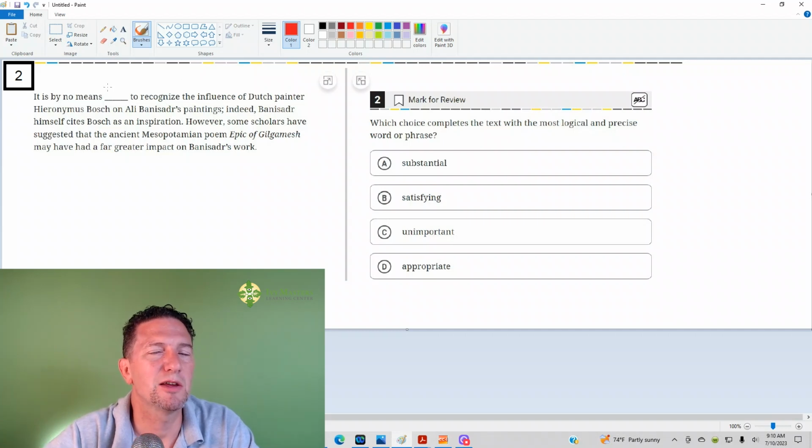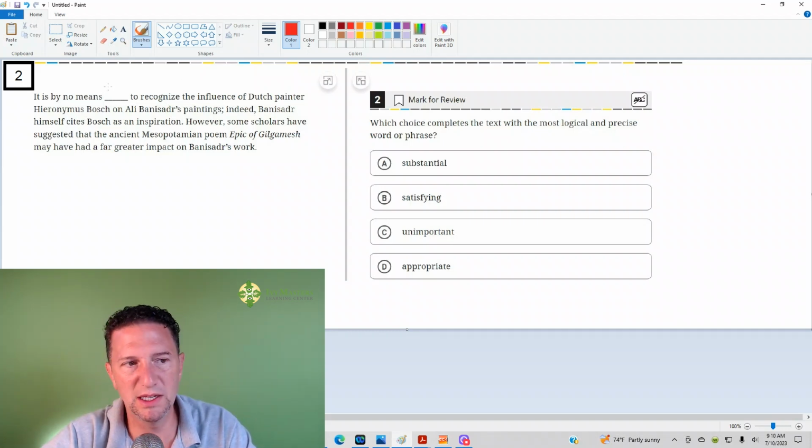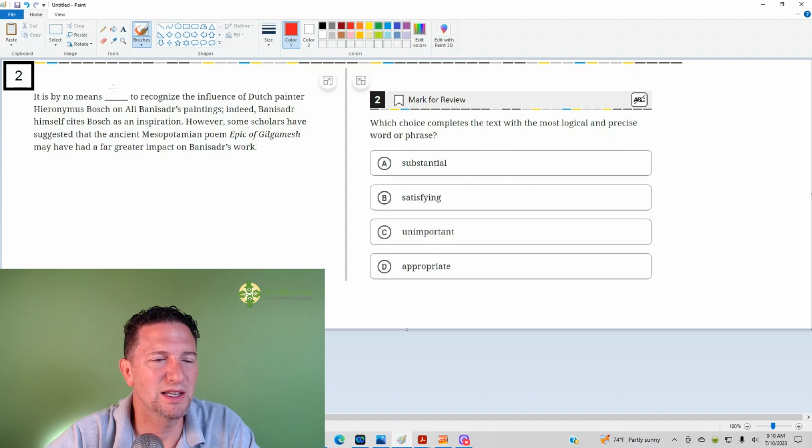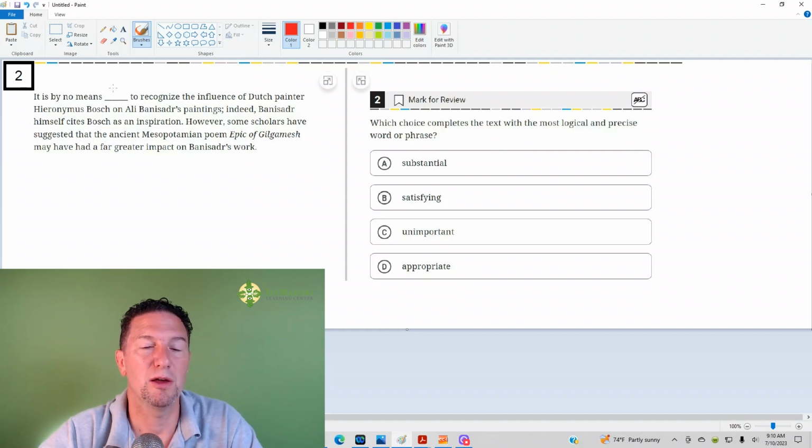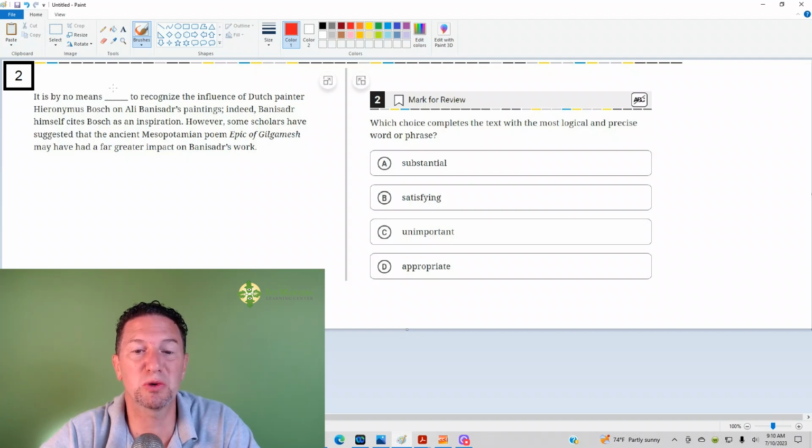So you might make a prediction for the blank. This is always a good idea. So I would say it's not surprising to recognize the influence of Bosch on Banisadr's painting if Banisadr cites Bosch as an inspiration. If the painter himself says that he's an inspiration, then it wouldn't be a surprise that someone else would cite him as an inspiration.